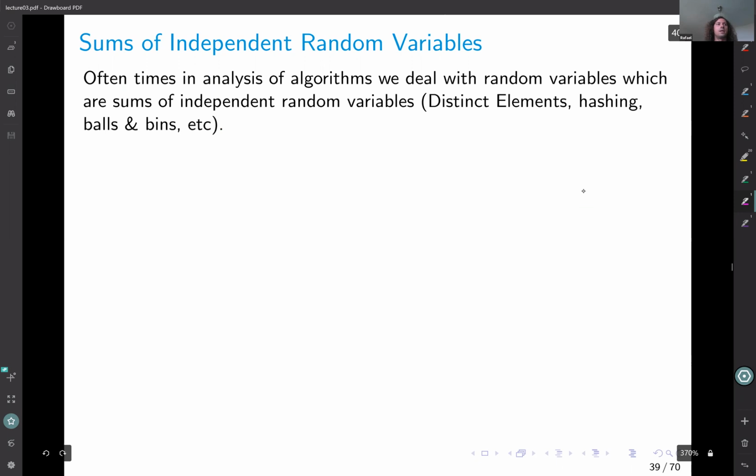And now let's go to the third part of the lecture, which is to study the Chernoff-Hoeffding inequality.